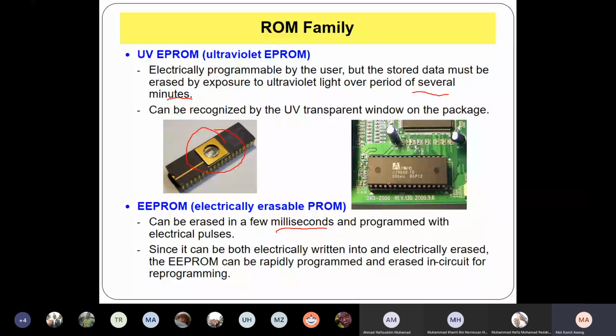Like this one, you have to take this out. Let's say you put this here, right? Then if you want to change the program, you have to take this out, put it in the UV equipment to erase. Then you take it to the programming equipment, you program, then you put it back here. Whereas for the electrically erasable PROM, you don't have to. You can write a program to erase electrically and write electrically on the same board.